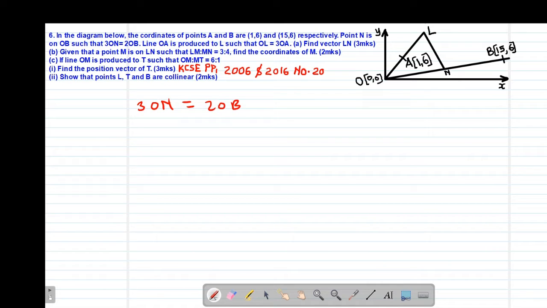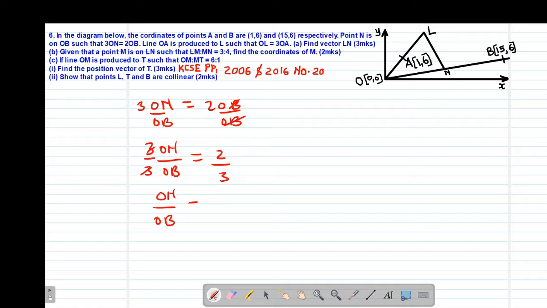So for me to interpret this particular ratio, I'm going to divide through by OB, so that OB will cancel out. So I remain with 3 ON to the ratio of OB being equal to 2. Then I divide through by 3, so that the ratio of ON to OB will be equal to 2 over 3.